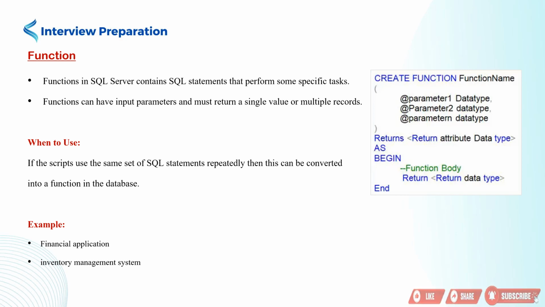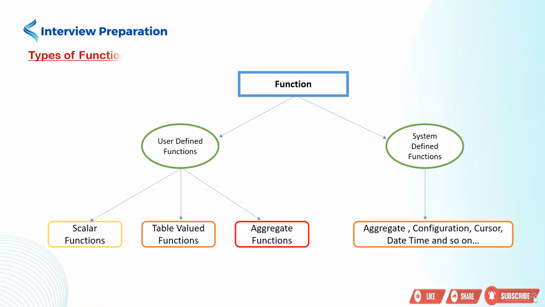Friends, there are different types of functions in SQL Server. Stay tuned as we explore each type with real-life examples. Now the types of functions in SQL Server. We have two types of functions: user-defined function and system-defined function. Then user-defined has three subtypes: scalar function, table-valued function, and aggregate function. Let's understand one by one.